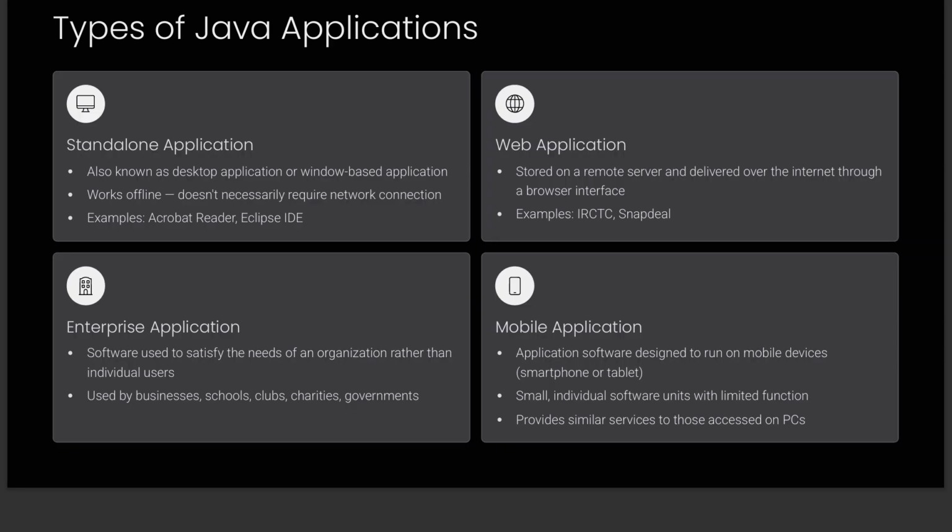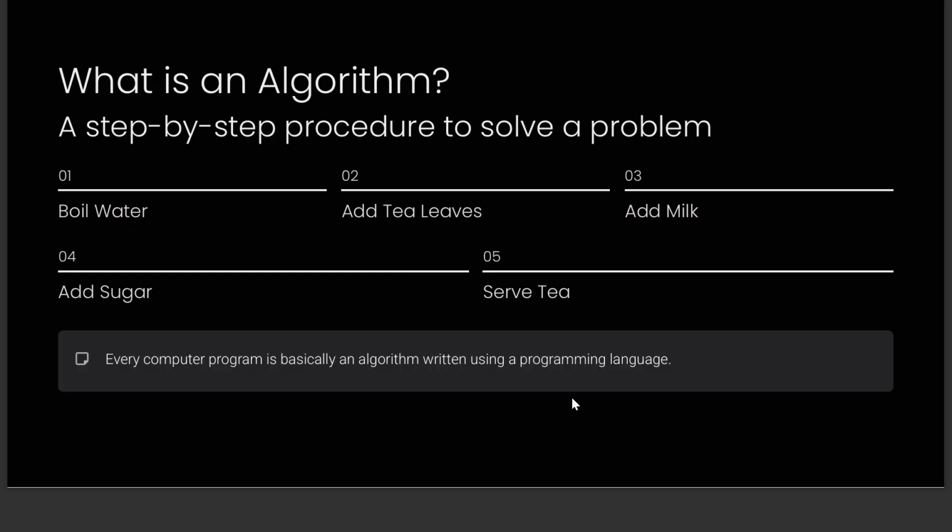Particularly, four types of applications are there. Standalone applications, which are your desktop applications, and then web applications, used something like IRCTC, Snapdeal. Your standalone applications are like your Adobe Reader. Eclipse IDE itself is built using Java. And for enterprise applications, you have a lot of enterprise-related softwares, and then you have a lot of mobile applications. These are the four types of Java applications.